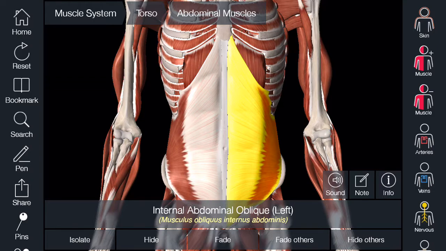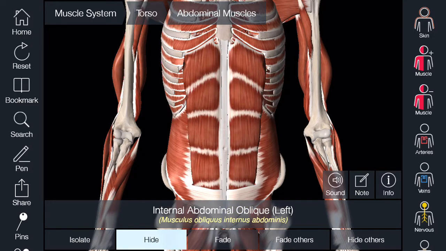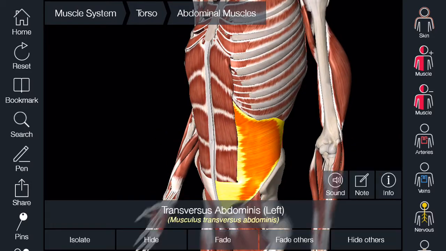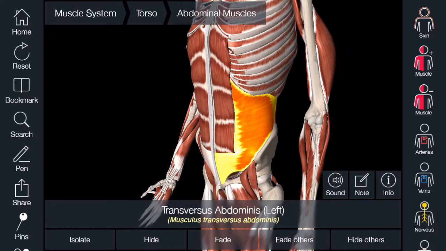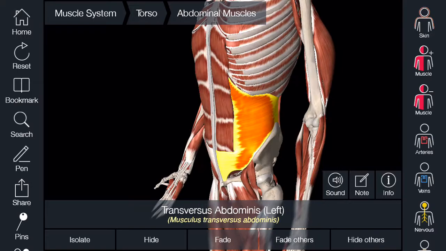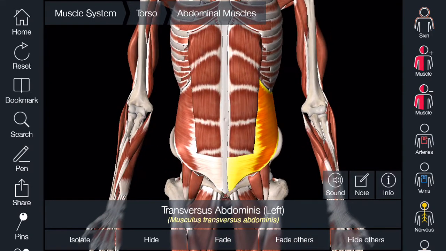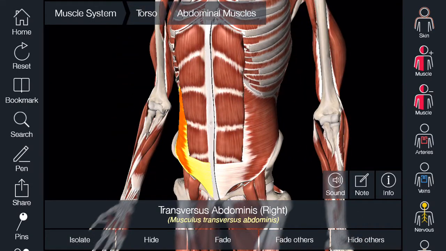You have your transverse abdominis. Again, I'm going to remove a layer. Your transverse abdominis are there. And you can tell they're transverse because of the fibers going from right to left to right. The action of that is compression of the abdomen.